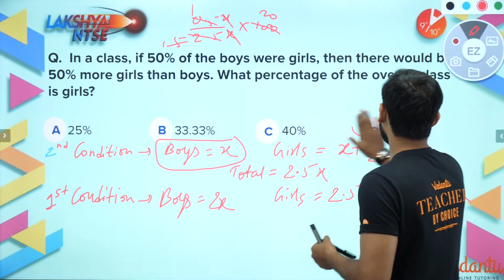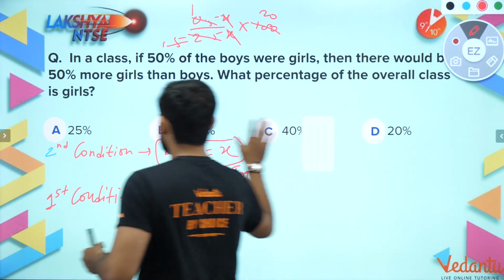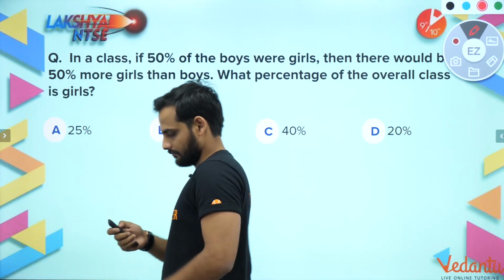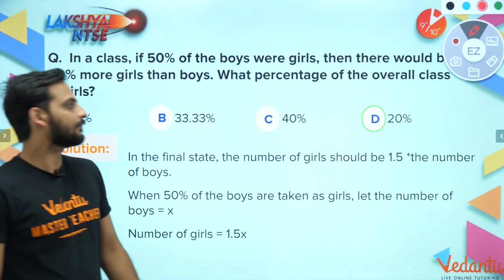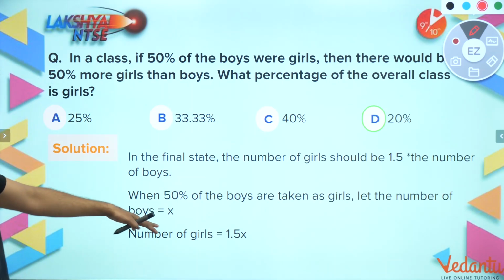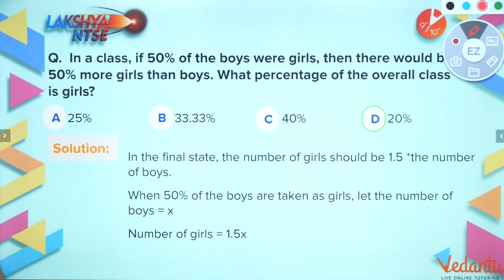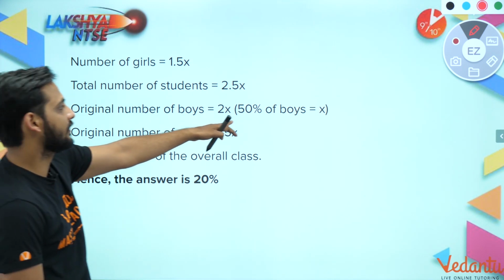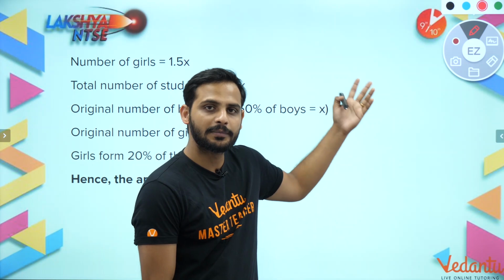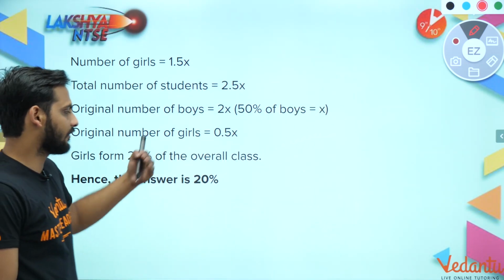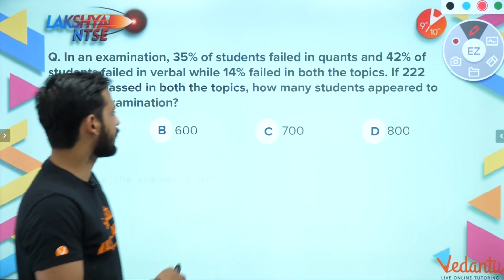The next question we have is, this is my next question. Okay, so this is the solution. Boys, let us say boys are x, so girls will be 1.5x, and then I can say number of girls is 1.5x, so boys will be 50% were or x only, so 100% will be 2x, and similarly number of girls is 0.5x, so we have found the percentage. Let's move to the next question.